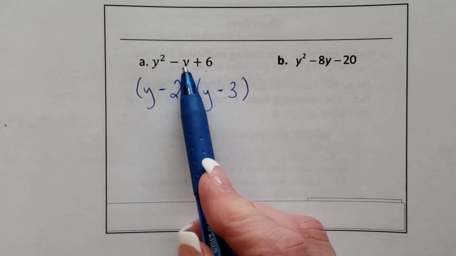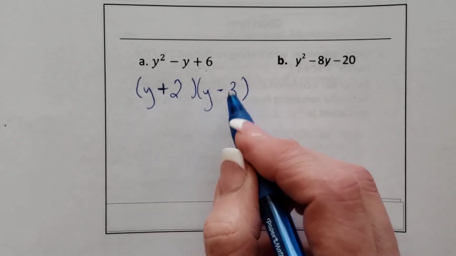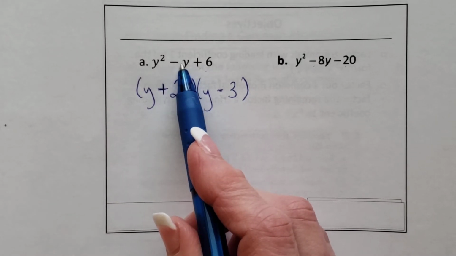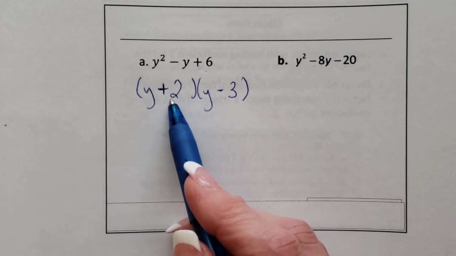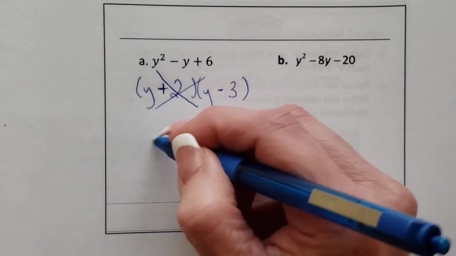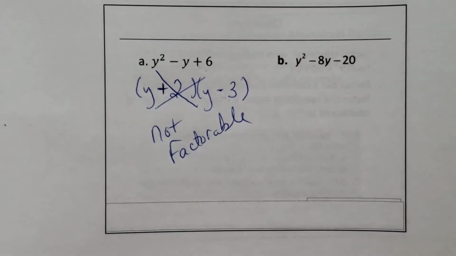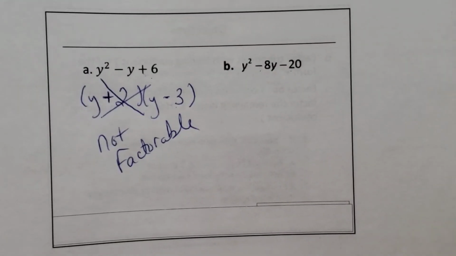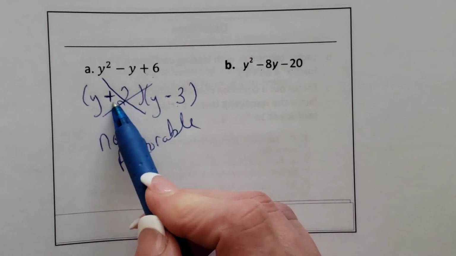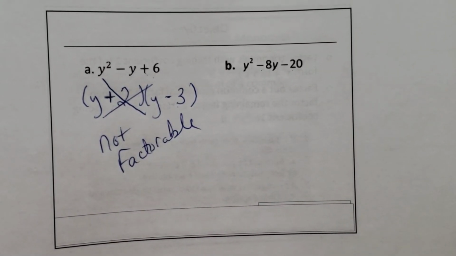No, it's -5. Well, then we might think, well, then that means one of these has to be positive and one's going to be negative. So now does -3 plus 2 equal -1? Yes. But does +2 times -3 equal +6? No. This is not factorable. Okay? When our C is positive, these have to have the same sign. And if they are the same sign, this doesn't work out. So this is not factorable.